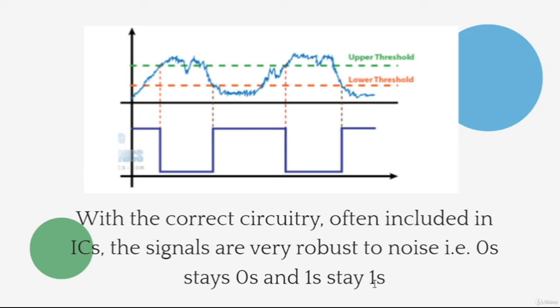But the analog signals may get affected by the noise, and when noise affects our analog signal, it will have a huge effect on, for example, the videos or the audios or any data that we are transmitting. Unlike the digital signals, when there is noise on our digital signals, it is not going to affect our data or our data transmission. So that means that the zeros stay zeros and the ones stay ones.